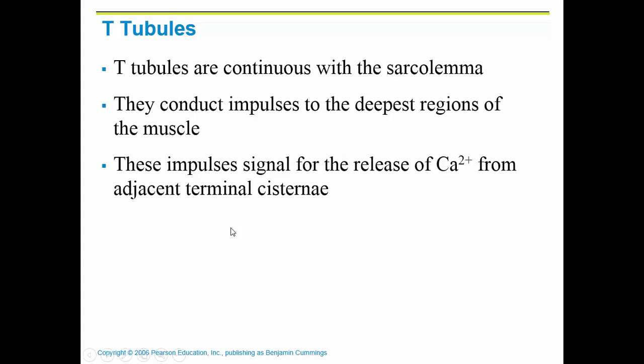So this is the last slide, and like I said, tomorrow I'll be explaining this a little bit more. But the T-tubules are continuous with the sarcolemma, which is the cell membrane. So they're going to go through the entire cell, and they allow us to conduct impulses to the deepest regions of the muscle. And that's really important because we need each myofibril and each myofilament to be contracting to contract the muscle overall. And they're going to signal for the release of calcium.